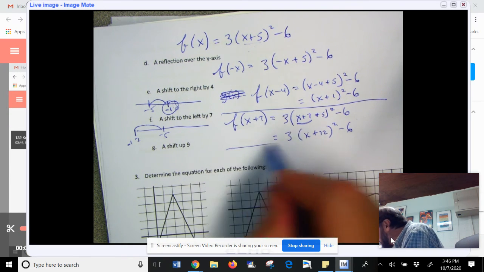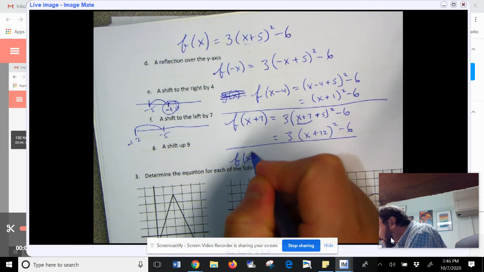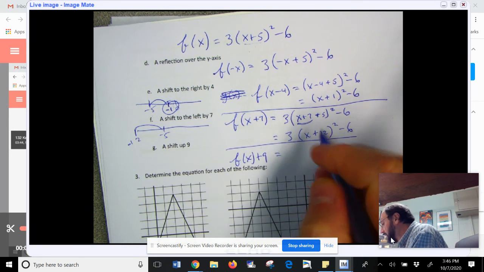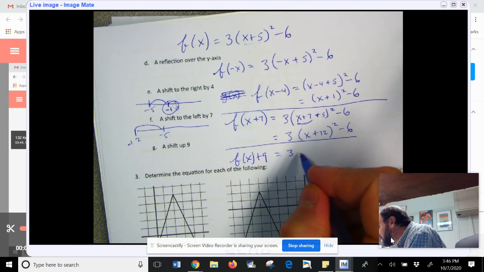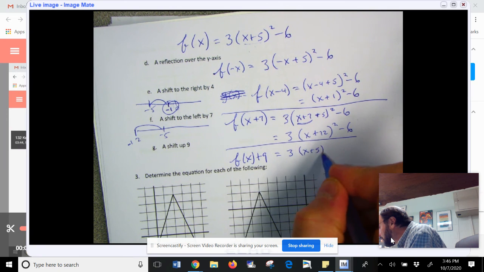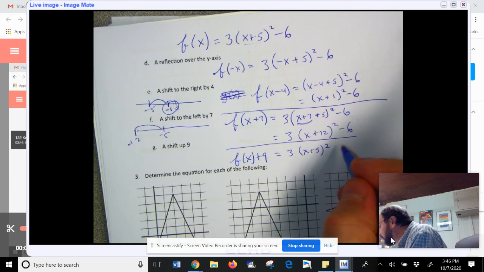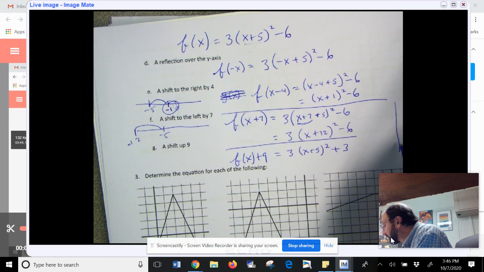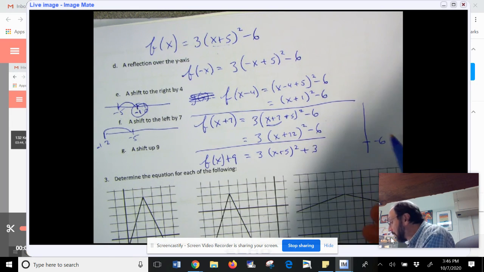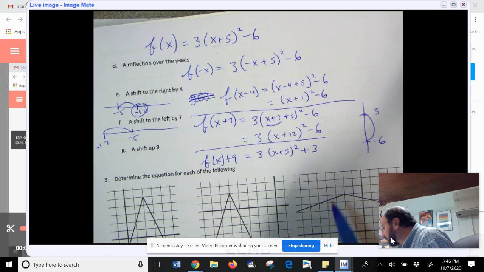All right, and then the last one is up 9. If we're going to do this symbolically, it would be f of x plus 9. And that just adds 9 to the end of the thing. So 3 times (x plus 5) quantity squared minus 6 plus 9 puts us at positive 3. In other words, if we're down here at negative 6 and we go up 9 spaces, we end up at positive 3, or wherever, yeah, that's where they end.